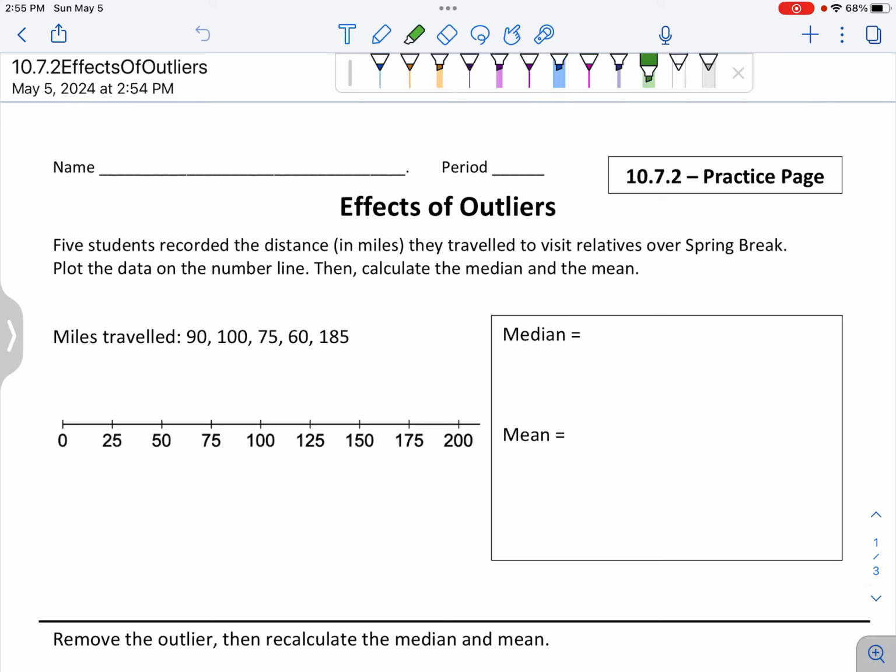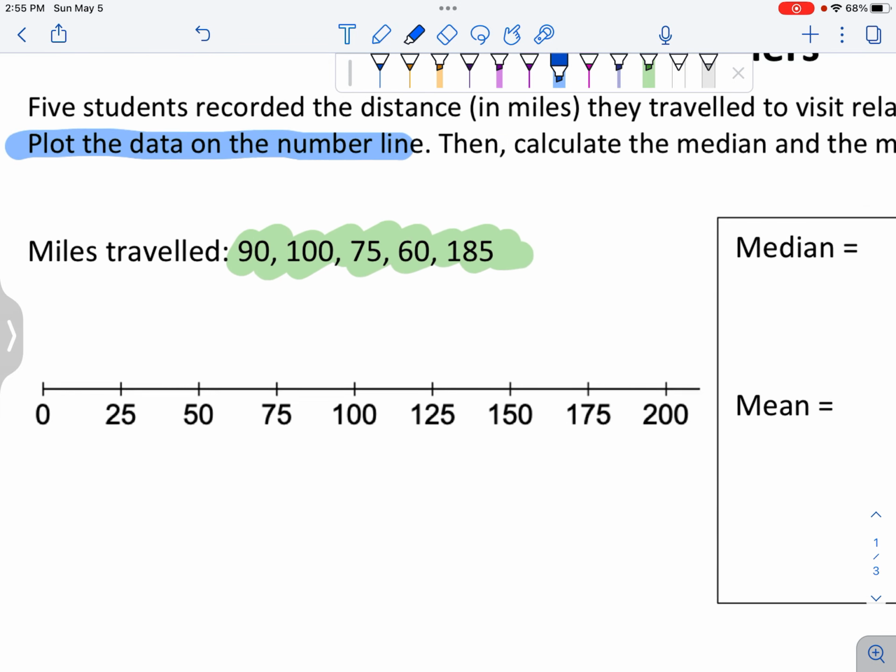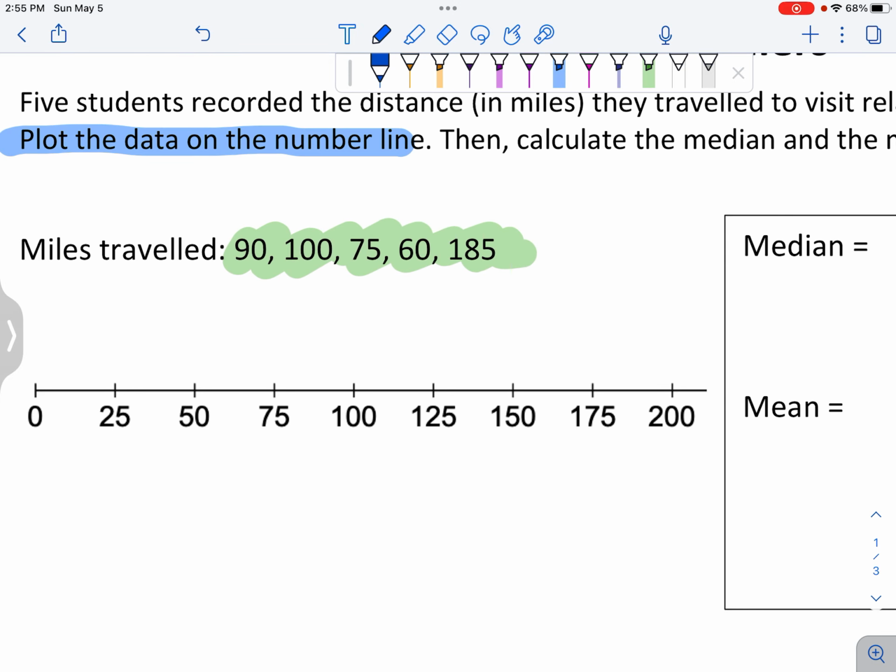In this first problem, 5 students recorded the distance in miles they traveled to visit their relatives over spring break. So here are the distances that they traveled. Direction number 1, plot the data on the number line. So here we go. We have 90. 90 is about there. It's our first one. 90. Then there's 100.